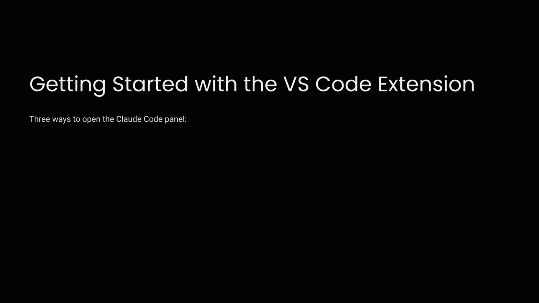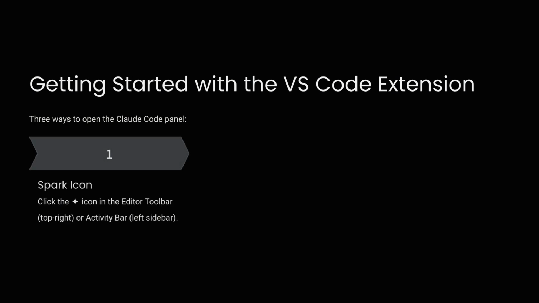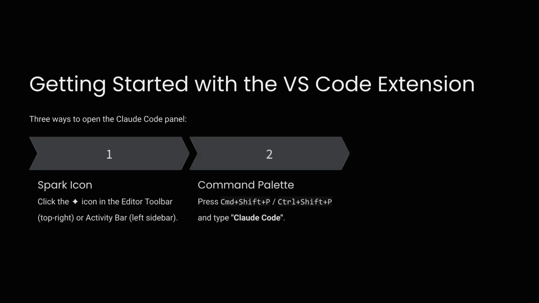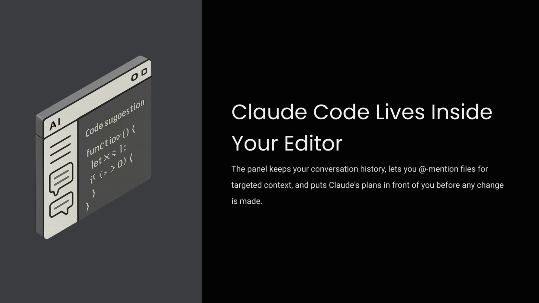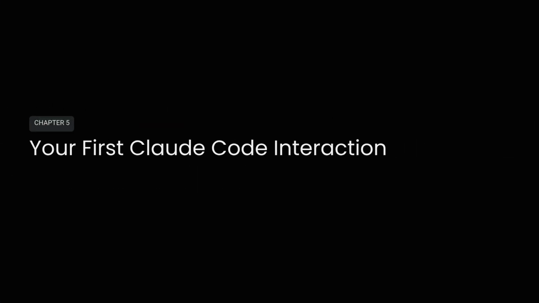There are 3 ways to open the Claude Code panel. Click the Spark icon in the toolbar, use the command palette, or click the Claude Code icon in the bottom right status bar. The Claude Code panel lives inside your editor. It maintains conversation history, allows you to target files for context, and requires you to review Claude's plans before making any changes.